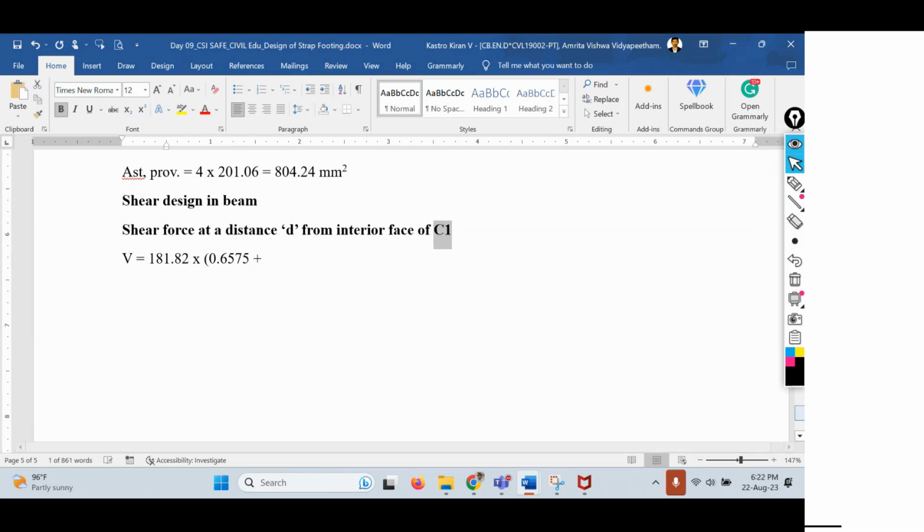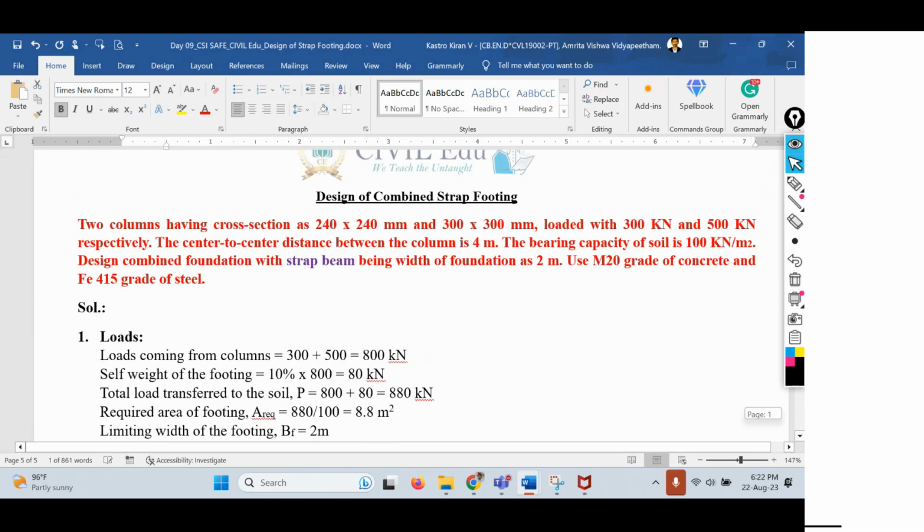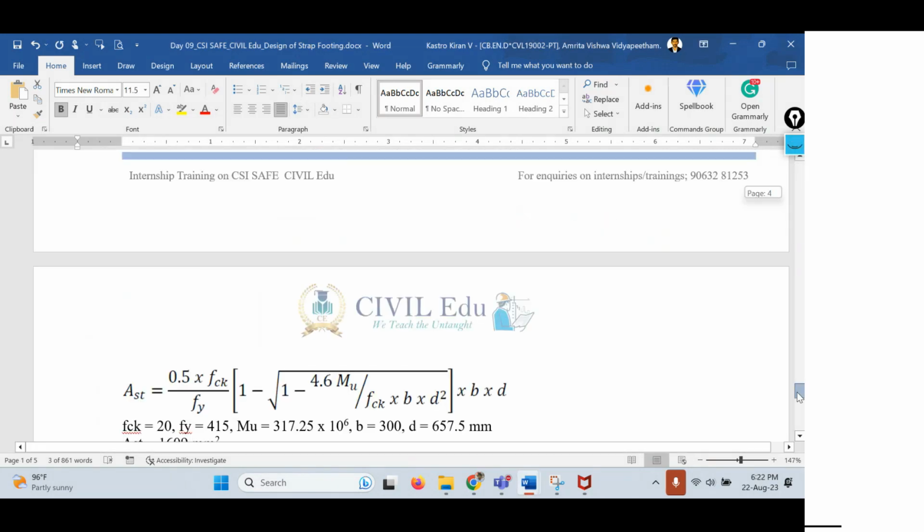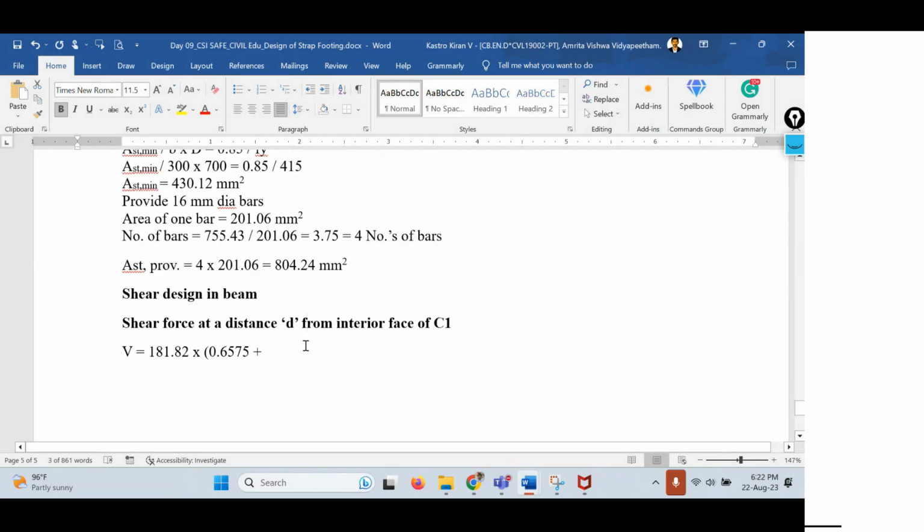What is the size of column 1? It is 240 mm. So we have to provide that also. I mean, we have to consider that also while designing for shear force. So 240 is 0.24, minus the total load on column 1.